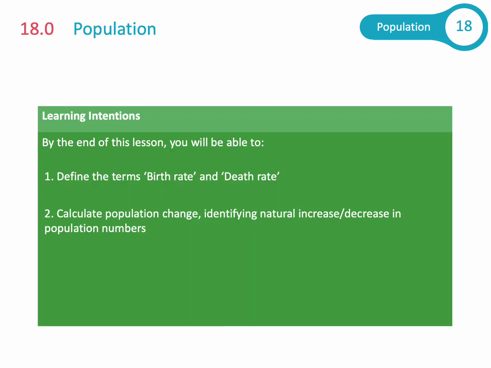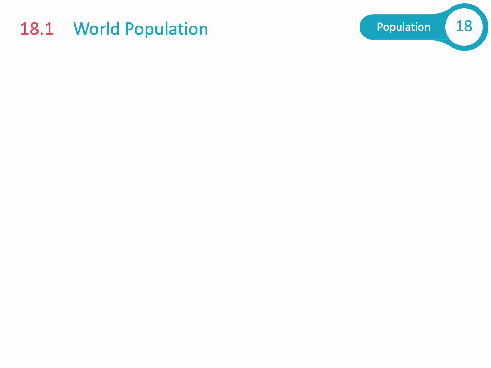These are our learning intentions for this lesson on the unit of population. By the end of this lesson, the students will be able to calculate population change, and they will be able to explain the demographic transition model, describing each of the 5 stages.